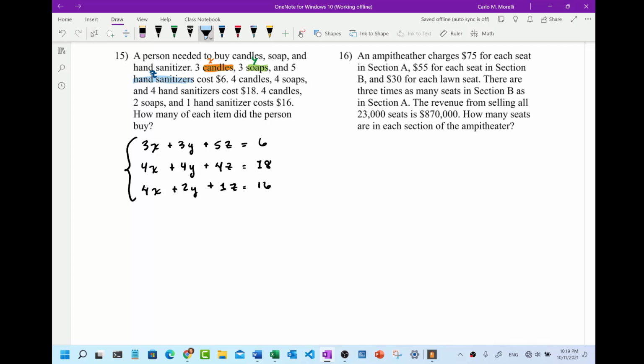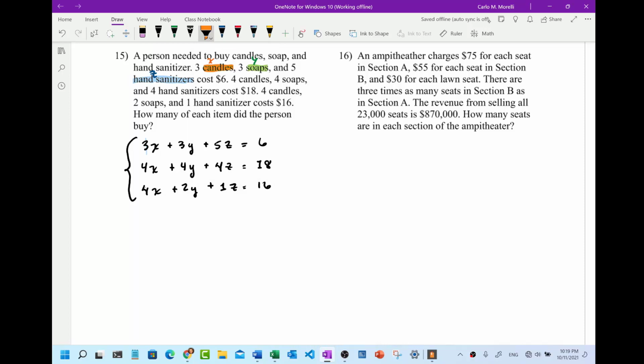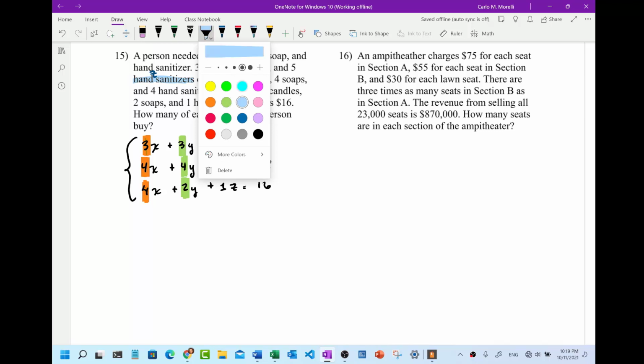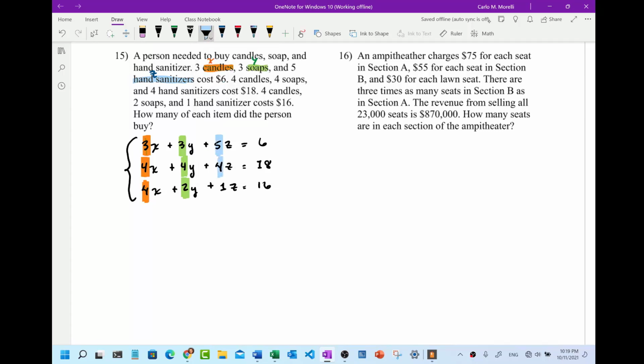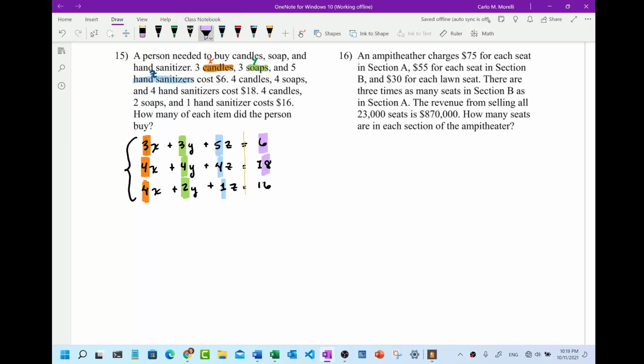And now look, this is really easy. You just strip out the letters. Think about it as columns and rows. We care about the 3, the 4, and the 4, and that's going to be one column. Then we care about the 3, the 4, and the 2, and that's another column. Then the hand sanitizers, 5, 4, 1. And then this is going to be what's called an augmented matrix, which will require us to draw that line. We care about these numbers as well.